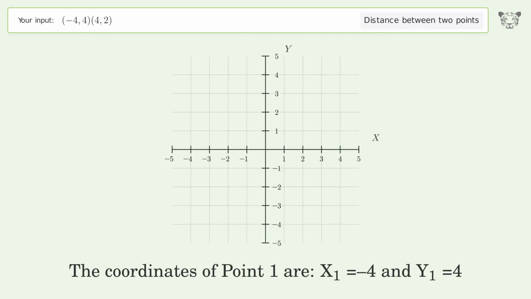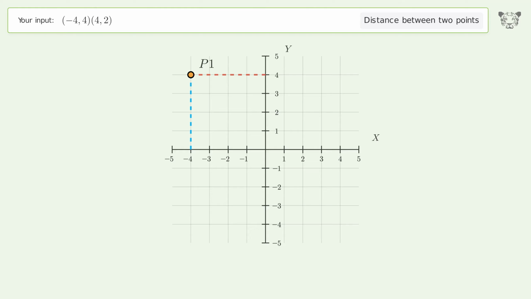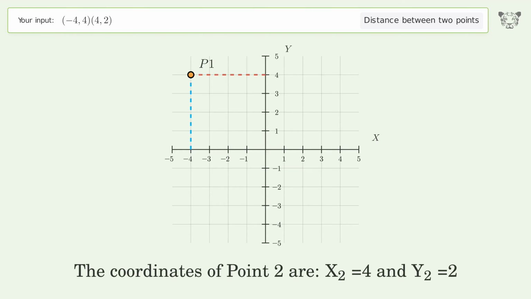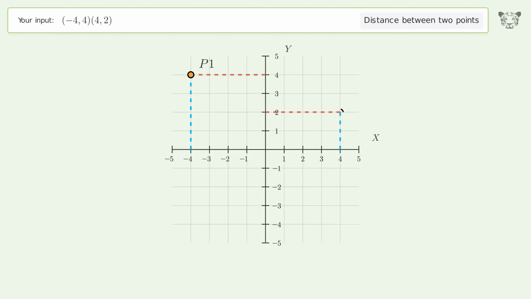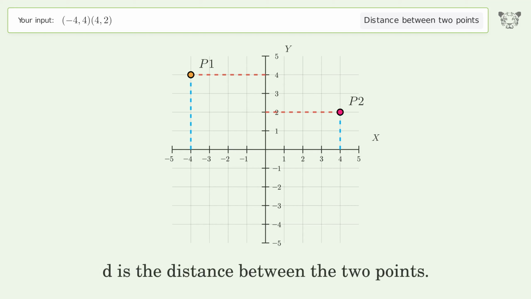The coordinates of point 1 are x1 equals -4 and y1 equals 4. The coordinates of point 2 are x2 equals 4 and y2 equals 2. D is the distance between the 2 points.